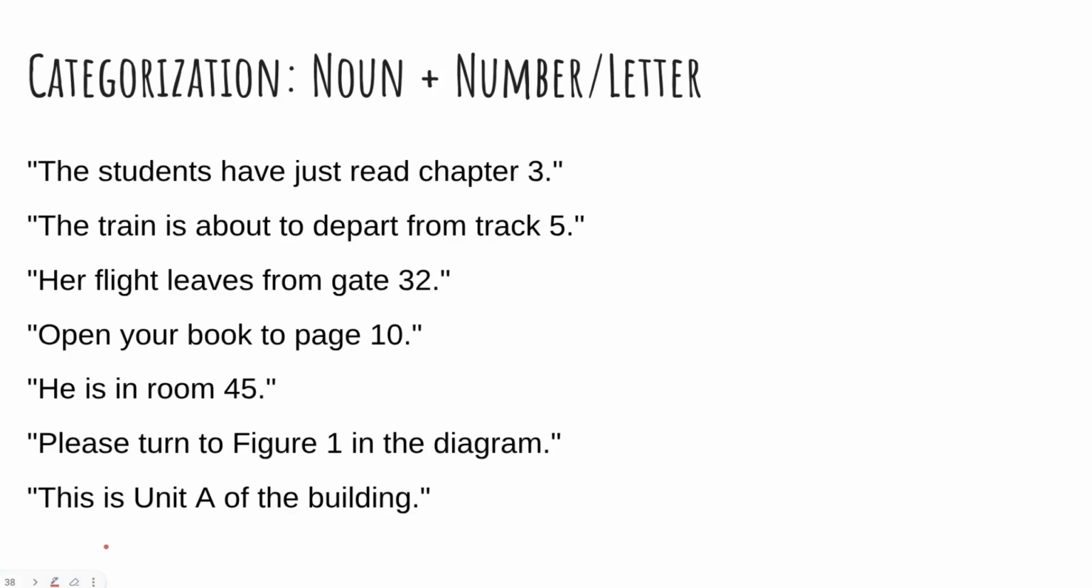Examples: the students have just read chapter 3. The train is about to depart from track 5. Her flight leaves from gate 32. Open your book to page 10. He is in room 45. Please turn to figure 1 in the diagram. This is Unit A of the building.